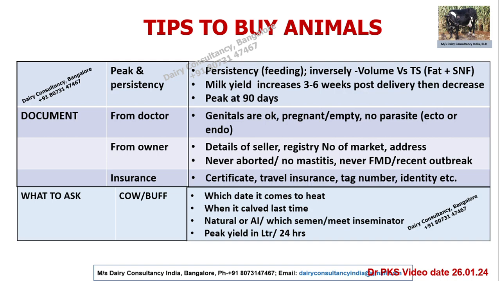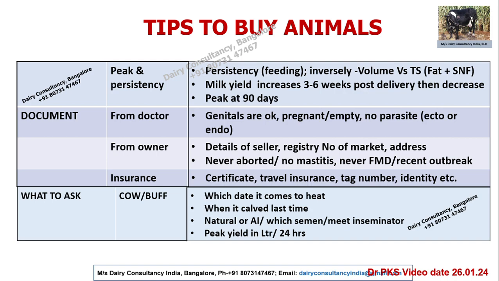Peak at 90 days has to be recorded, right? So what are the documents to be collected? Genitals are okay, whether it is a pregnant or empty animal, no ectoparasite or endoparasite, and genitalia perfectly developed. This certification has to be taken from the veterinary doctor. Details of the seller, the registry number of the market where you are buying from, the bills, address, and never reported. This kind of information has to be taken from the seller.